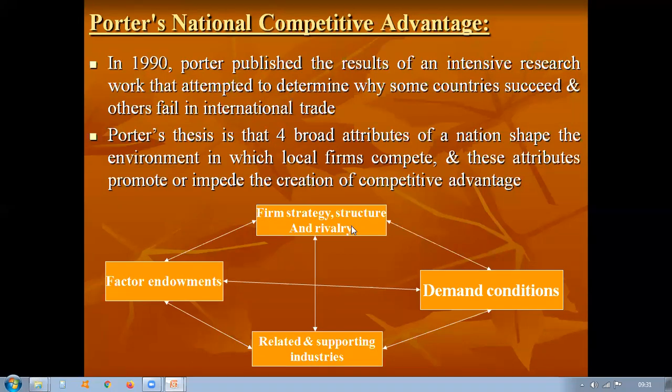For example, Toyota of Japan gained the opportunity to export based on the low cost of production.